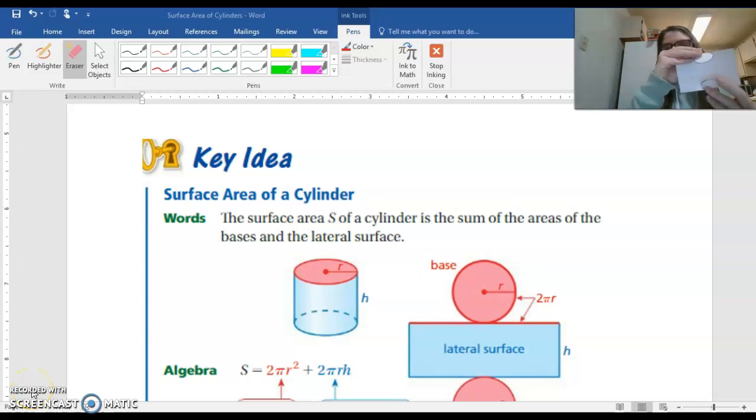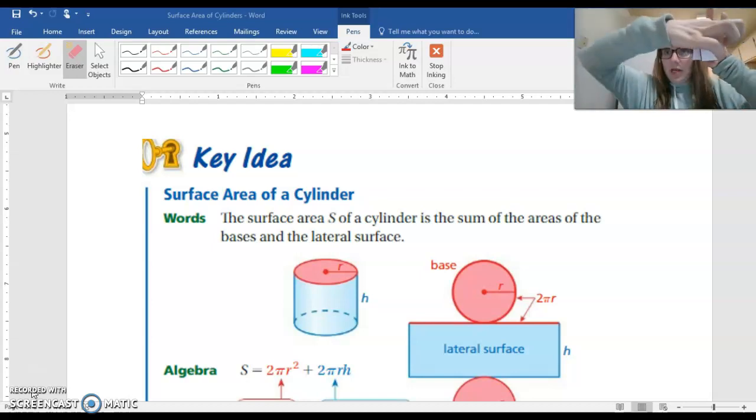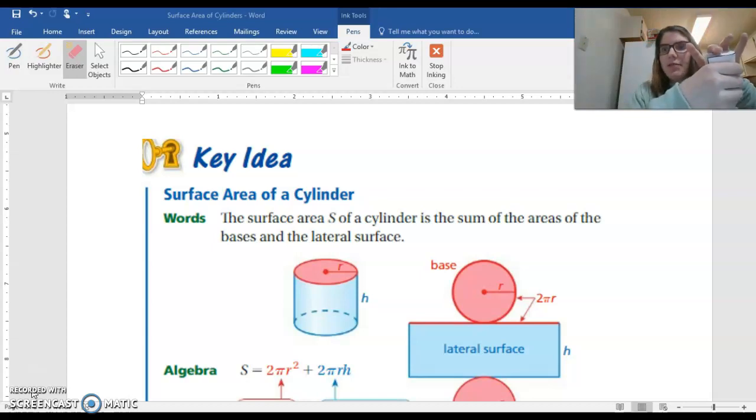Okay, so today we're going to be talking about the surface area of a cylinder. When you have a cylinder, it kind of reminds me of a can of soup. So we have this cylinder right here. And when you want to find the surface area, it's the area of the outside.